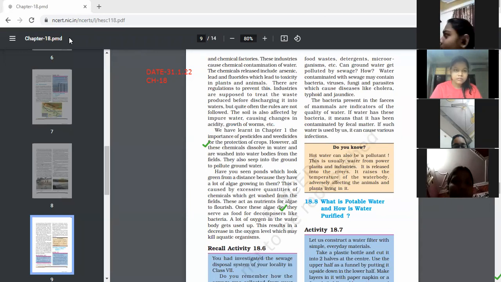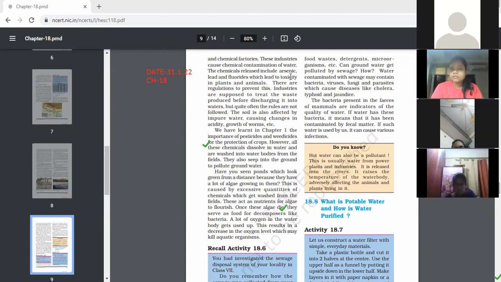For animals. Yes. Ma'am, because it is... Yes, speak, dear. Is it good for animals or not? Anybody can give any answer. Yes, no, I'm asking. What do you think? Is hot water good for aquatic life or not? No, ma'am.